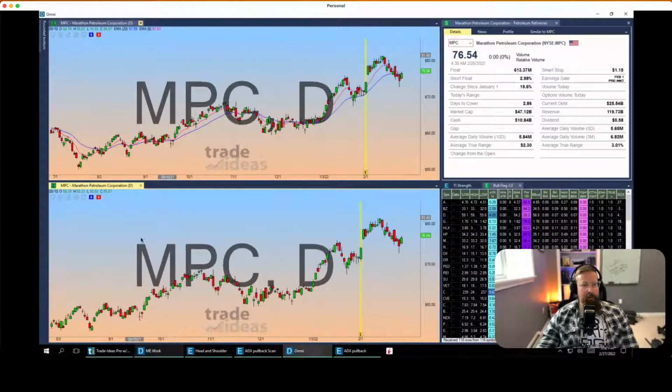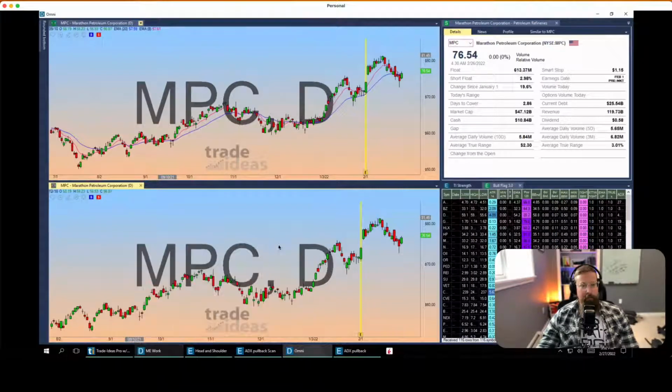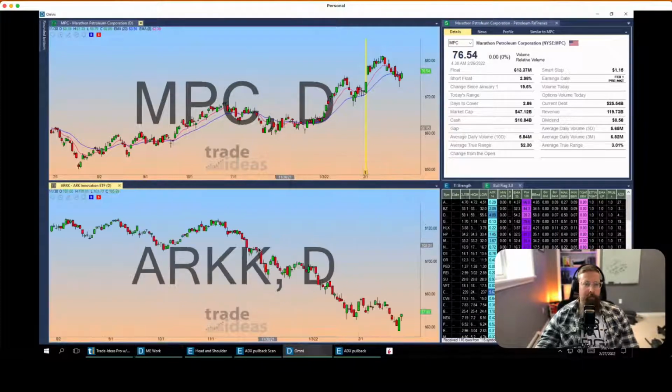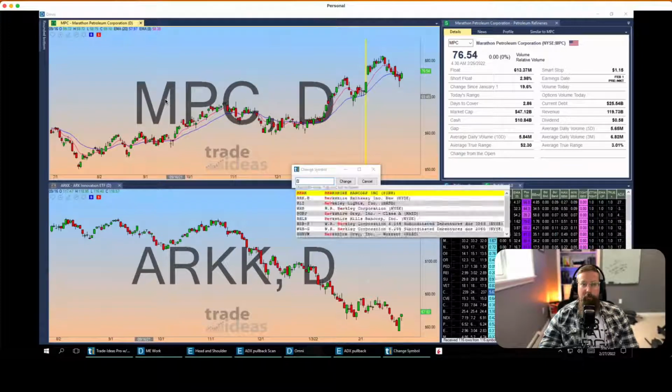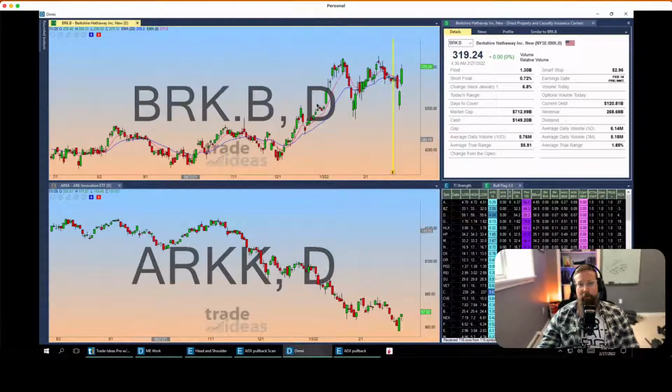So we'll go daily, and then let's pop out properties, turn off symbol linking. Okay, so this bottom one is going to be ARK, and this top one is going to be Berkby. Essentially I just use Berkby as a value metric and ARK as a growth metric, because that's just what they invest in.